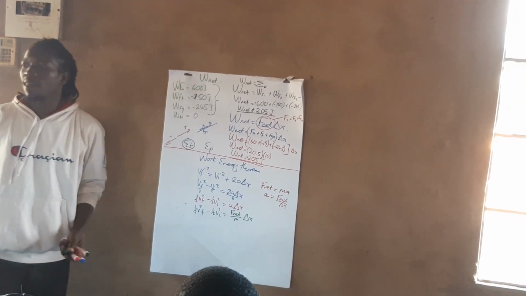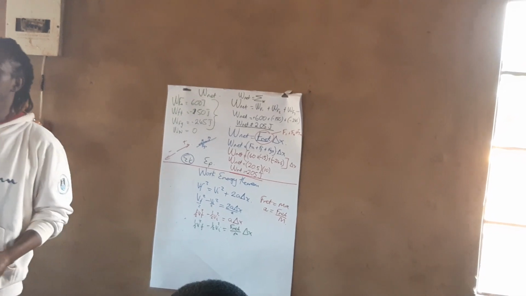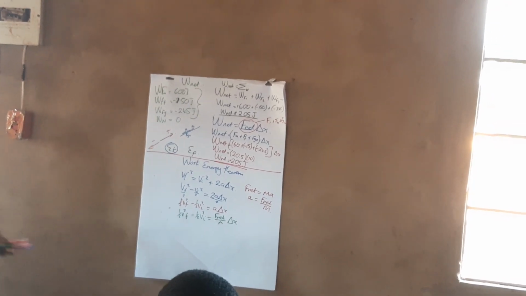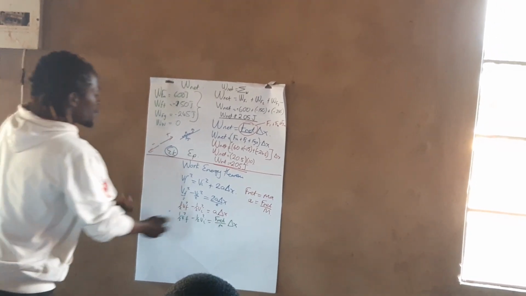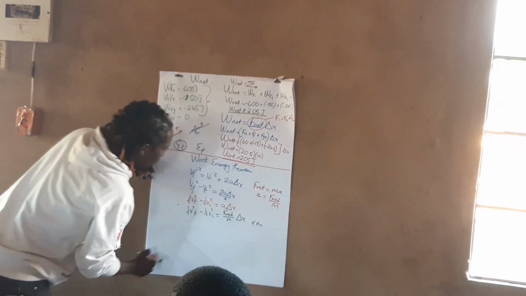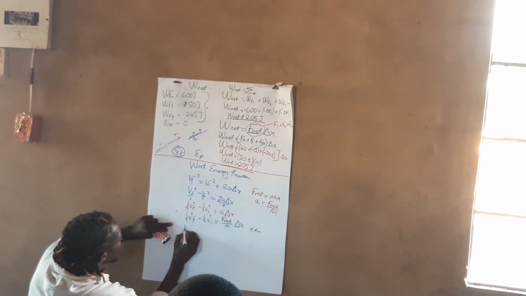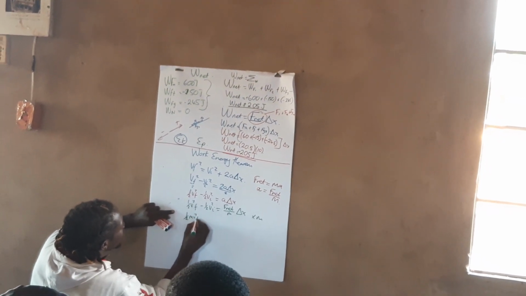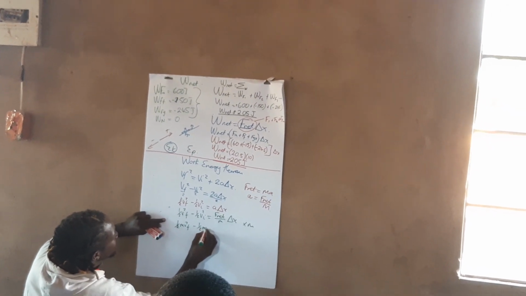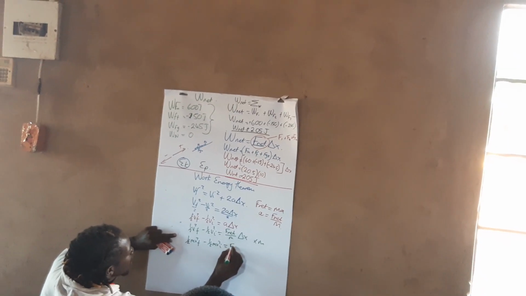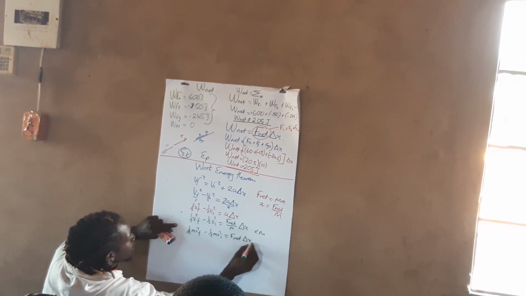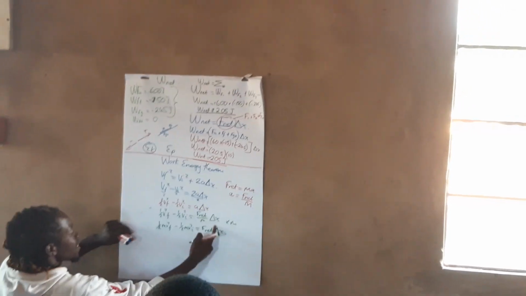But we don't prefer formulas with fractions. So let's multiply throughout by m. If we multiply throughout by m, this m will multiply this, and this m will multiply this, right? So we end up having half m v squared final minus half m v squared initial is equal to F net times change in x.